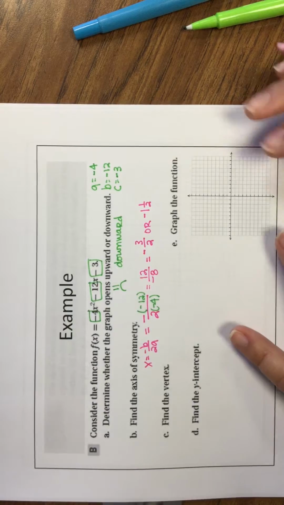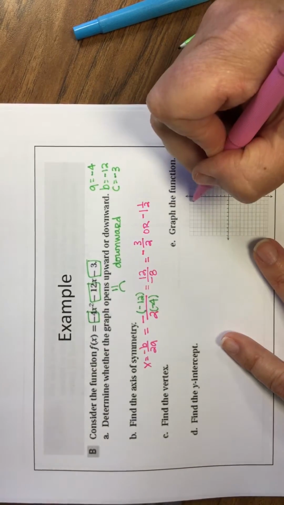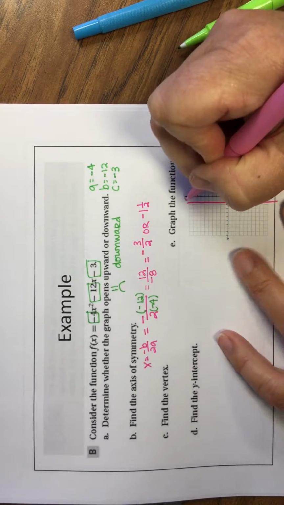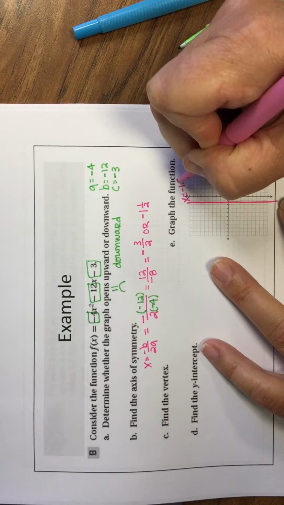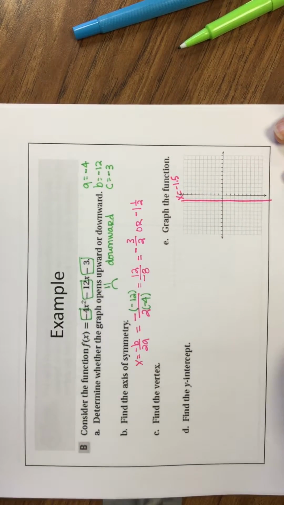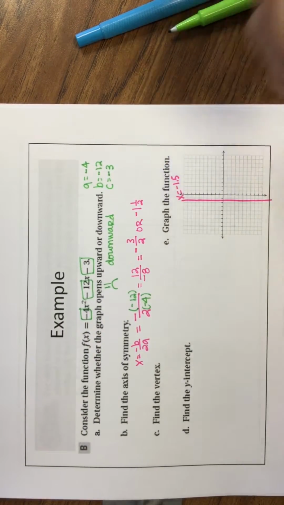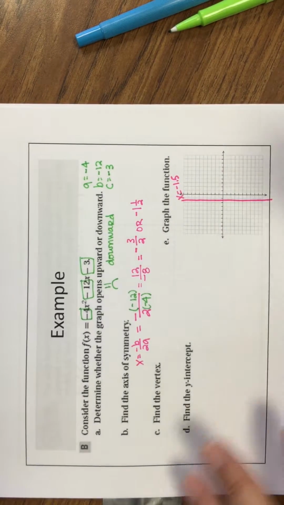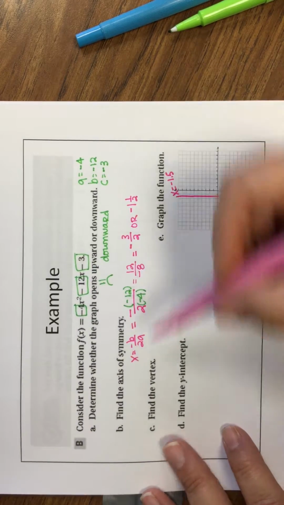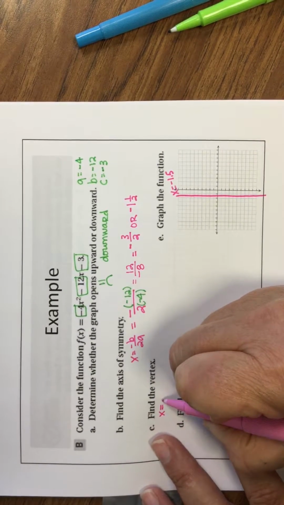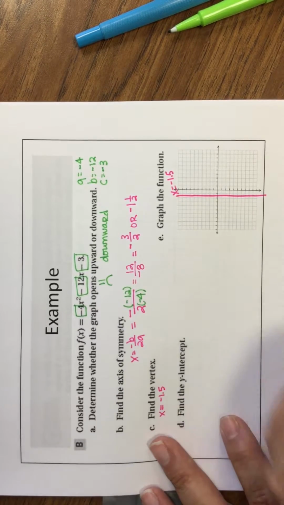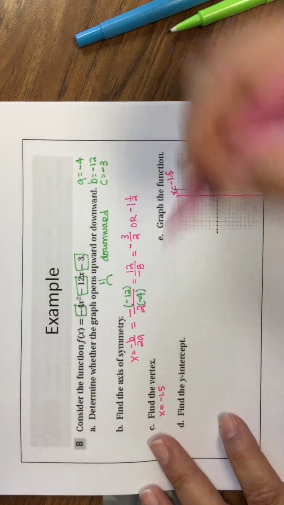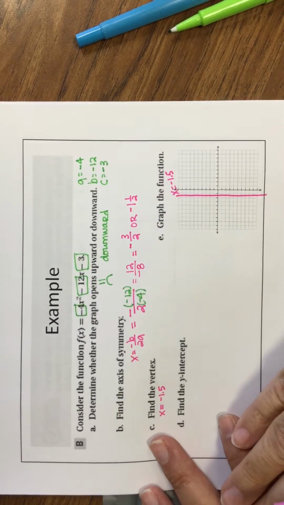So let's go over here and let's draw this. -1.5. Okay, there's my axis of symmetry. I know my vertex has to be on this line. We've already learned that. So I know that x equals -1.5. We already know that because it has to be on that line. So my x value has to be -1.5.